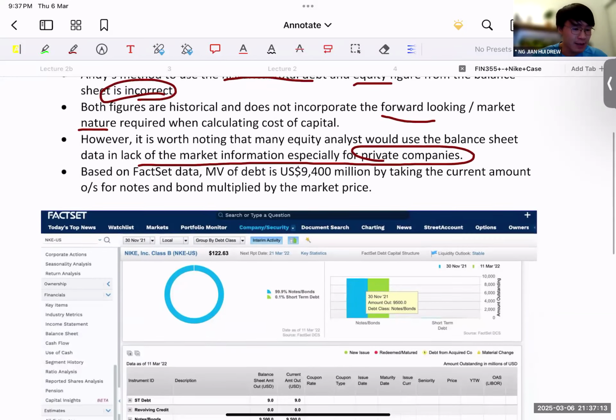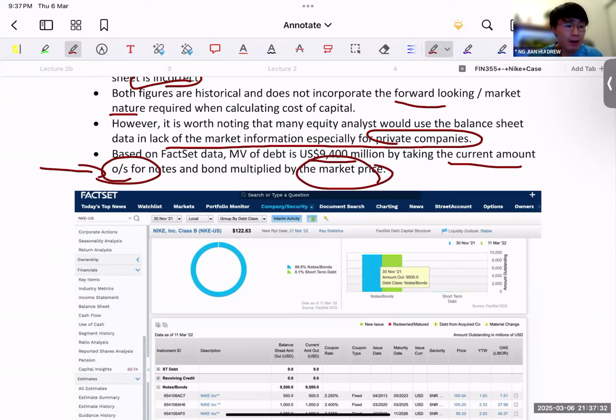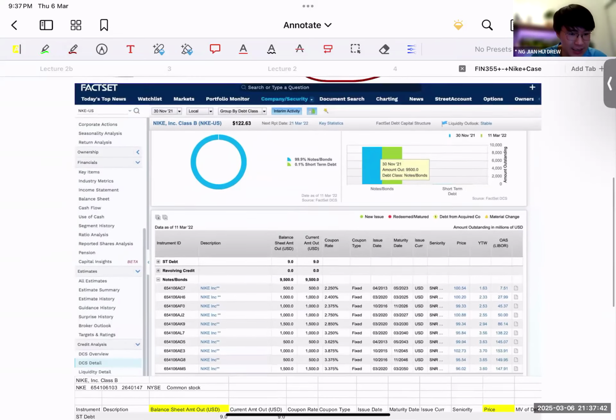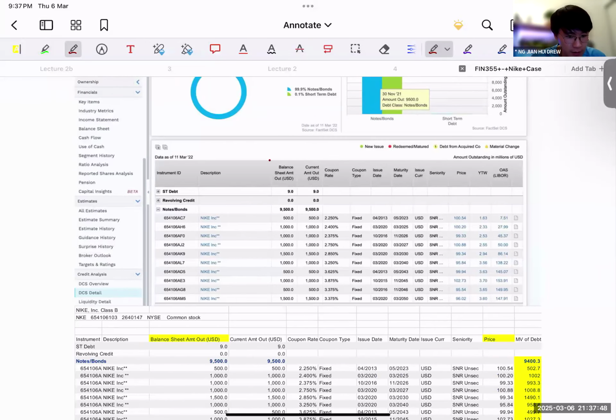So in this sense, we use FactSet. Last time you had access to FactSet, but now you don't have access already. But you can use anything, like S&P Capital IQ, very similar. Based on FactSet, market value of debt is this, by taking the current amount outstanding multiplied by the market price. Remember, we talked about how we calculate the market value of debt. So we just take the current outstanding multiplied by market price. Let's scroll down. This is just a screenshot of where we get the values: outstanding, market price.